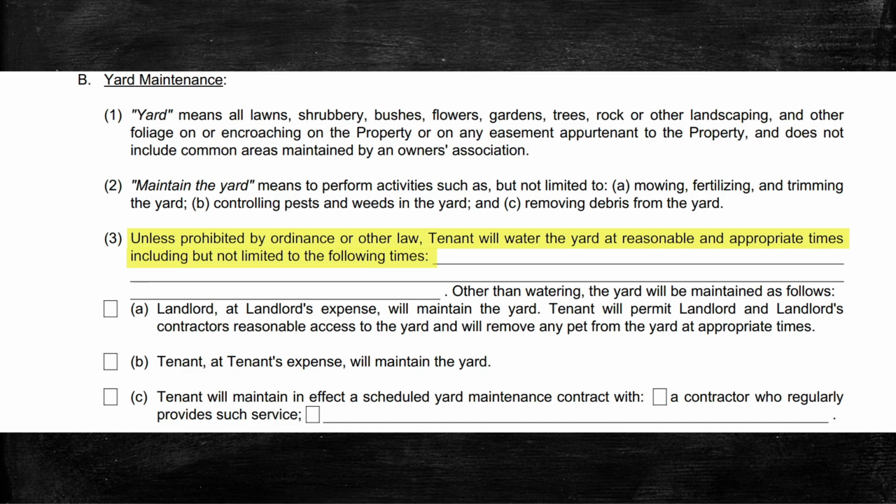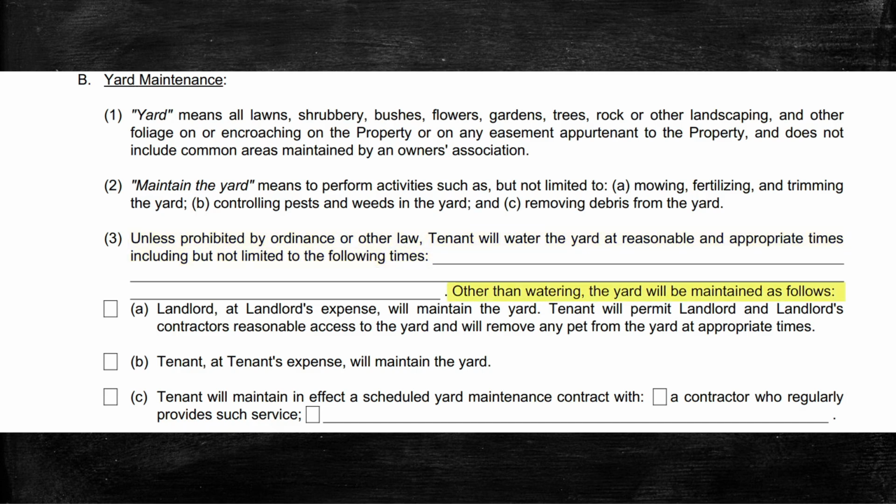Another thing that I've seen fairly common is just a statement that the tenant will water the lawn sufficient to maintain the yard in a healthy condition. And then sometimes they'll also say, subject to watering restrictions. When we get into drought conditions, then the city might impose some watering restrictions. The tenant cannot be forced by the lease agreement to violate water restrictions. And that's why it says, unless prohibited by ordinance or other law. But it's important for the tenants to understand it is their obligation to water the yard.